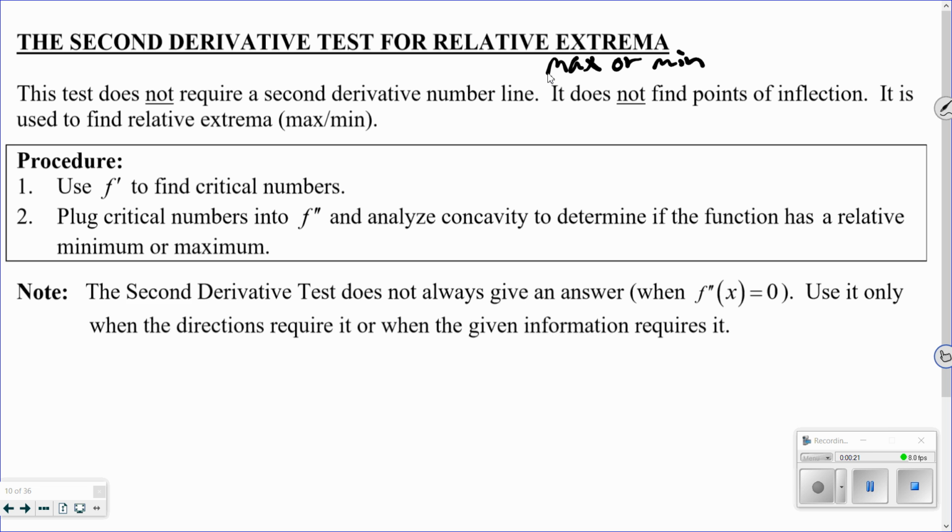A couple of things. This test does not require a second derivative number line test. That's really important. You're not doing what we just did. You will not make a second derivative number line test. You're also not finding points of inflection. You're finding maxes and mins.